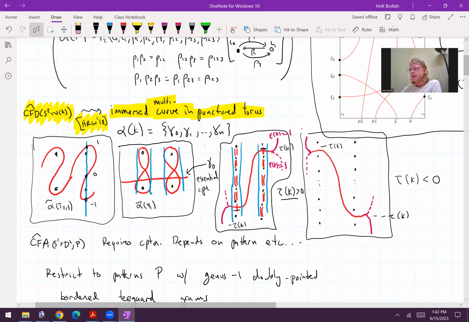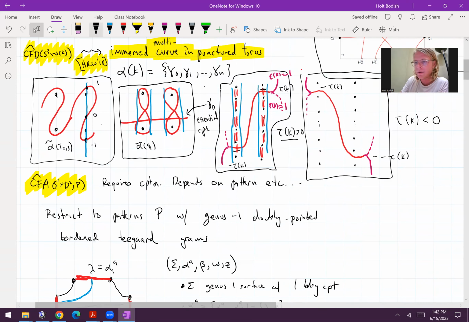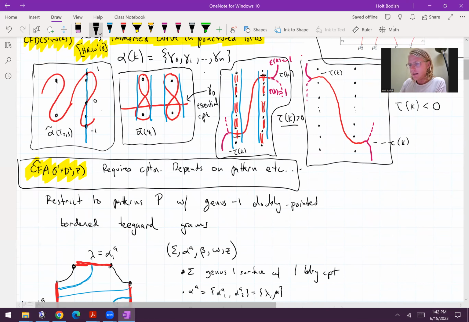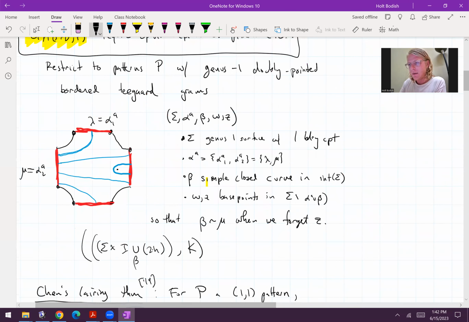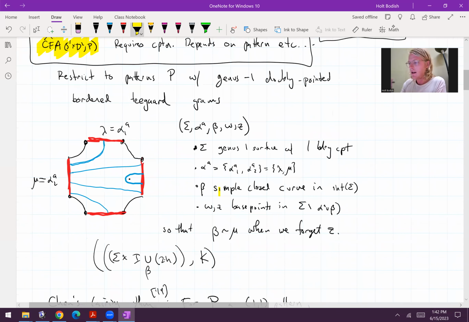Okay. That gives us some indication of the form that these immersed multi-curves take. Let me move on and discuss CFA hat. So CFA hat, in general, requires a computation that is case by case, that depends on the pattern. But there's a really nice family of patterns where you can reformulate this pairing theorem in terms of just a simple geometric picture.